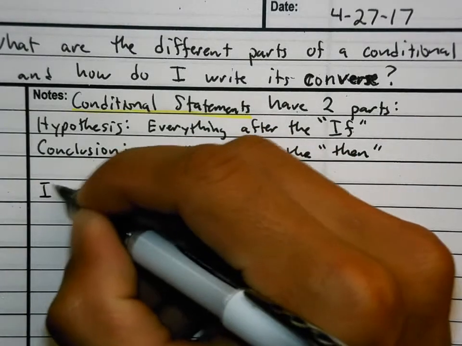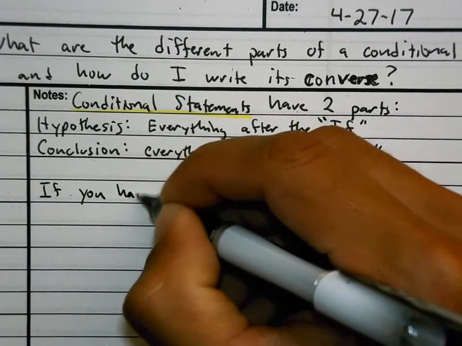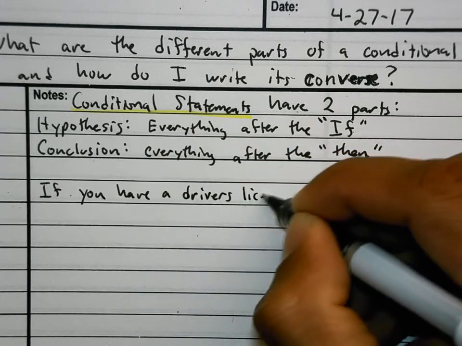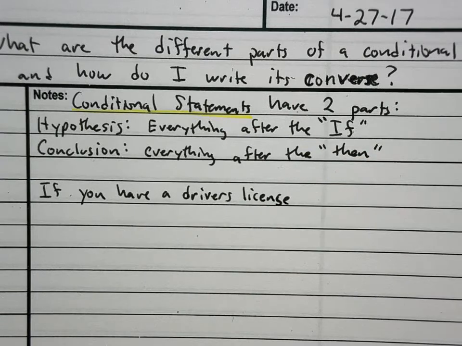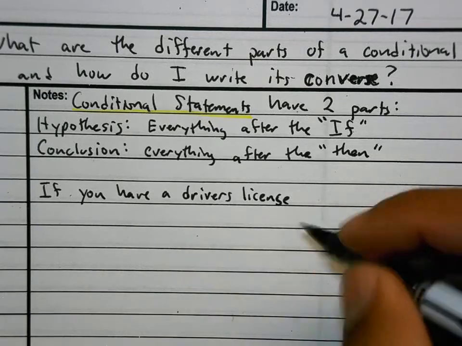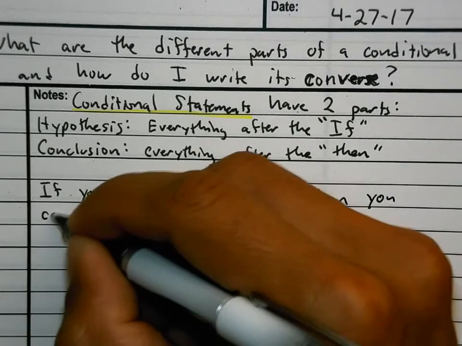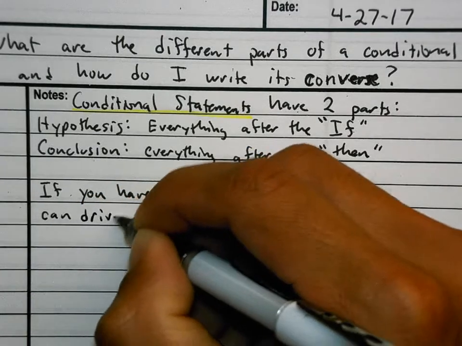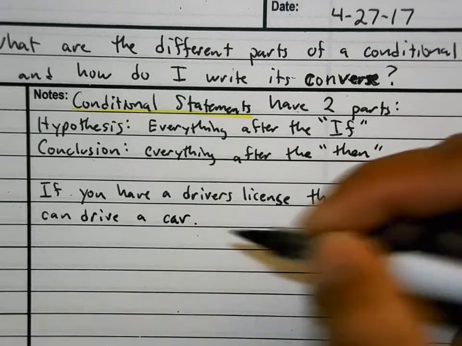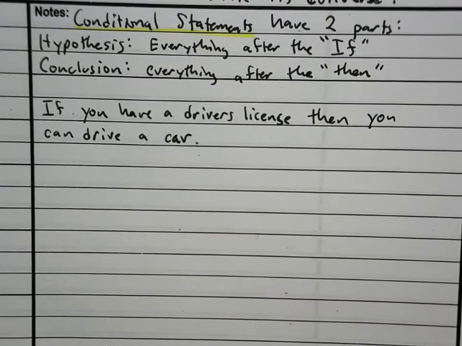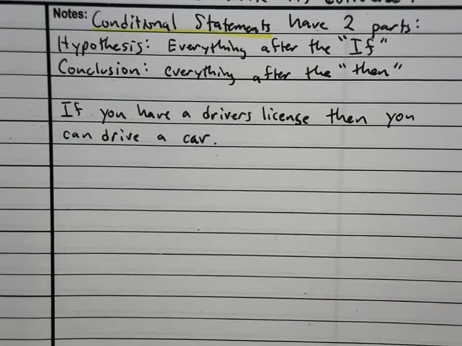It says this: if you have a driver's license. This is not from the worksheet, but it's very close. Yes, it's an example. If you have a driver's license, then you can drive a car.